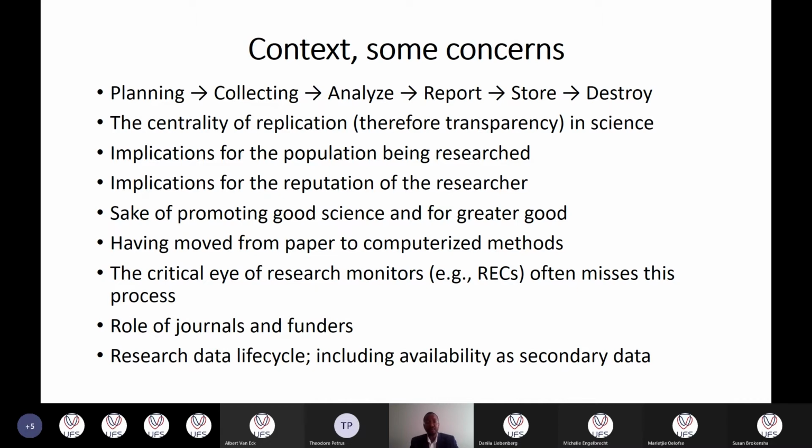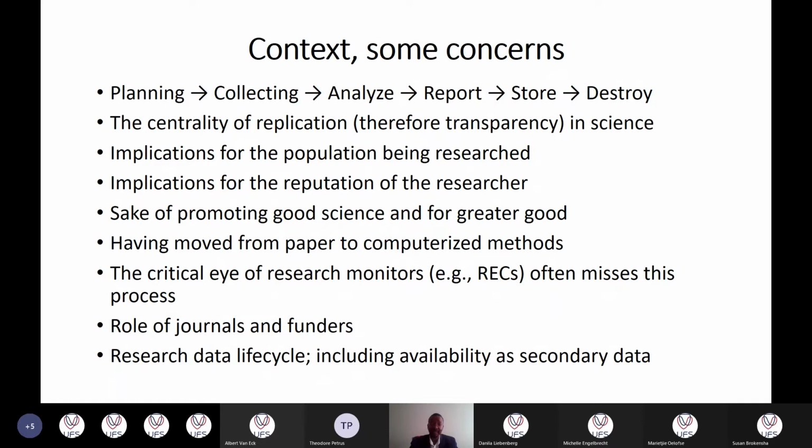Secondly, the implications for the populations being researched hinge on how we manage their data. There are, of course, implications for the reputation of yourself as the researcher. There is also a lot of weight that should be put on the capacity or the responsibility to promote good science for the greater good, all right? Therefore, the opposite of that we'll not even talk about, right?